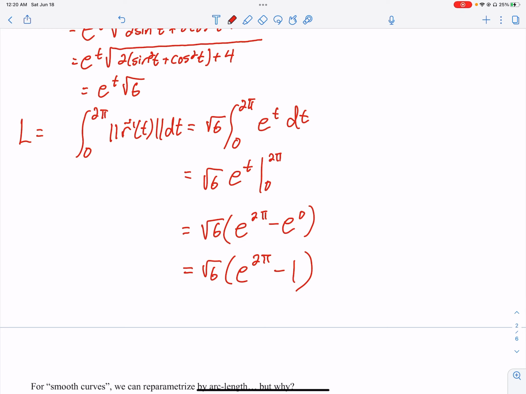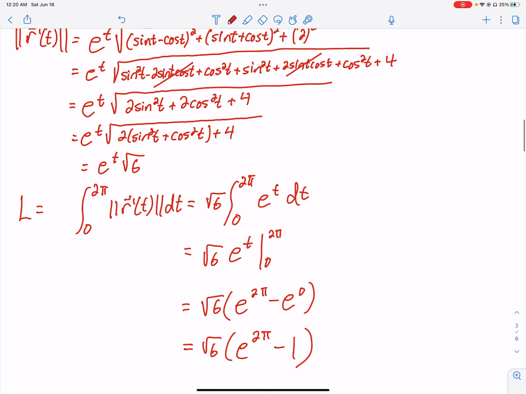You can plug it in your calculator. That is the exact length of that curve from 0 to 2 pi, whatever that may look like. But if we were to measure the length of the curve, that's what we'd come out with.